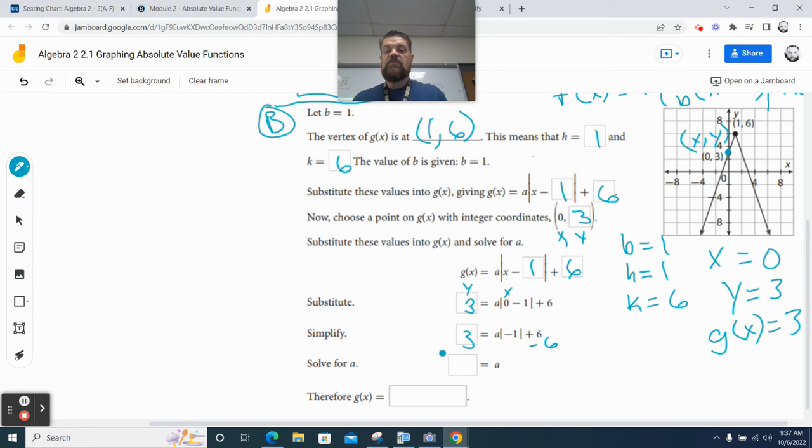I'm going to subtract 6 from both sides. This becomes negative 3. Wait, yeah, I've got to subtract 6 from both sides. So then I'm going to end up on this next line. I'm going to write this down. Negative 3 is equal to a times the absolute value of negative 1. What's the absolute value of negative 1? Just 1. So a equals negative 3. Correct?